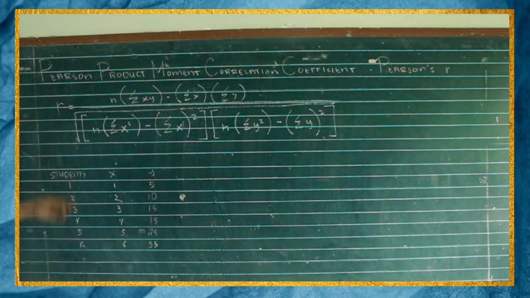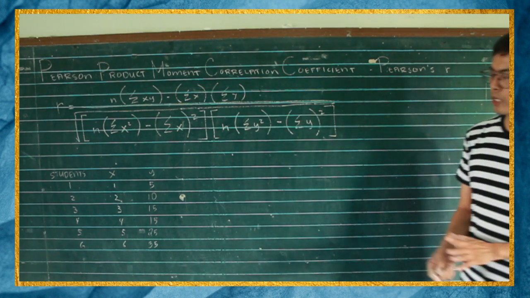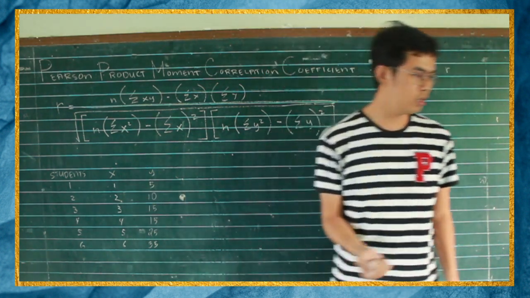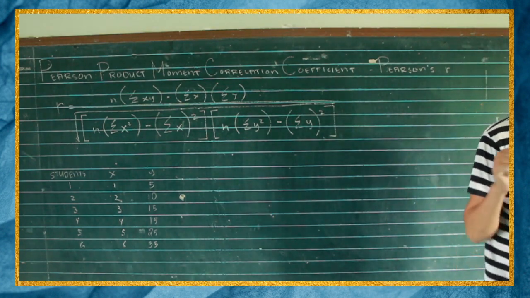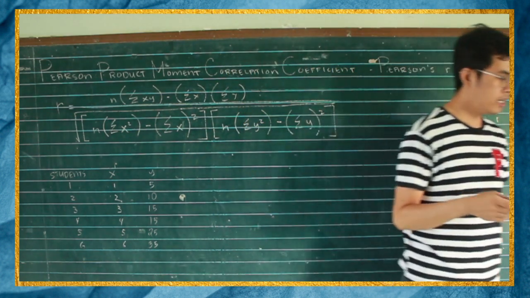So, namili ka ng 6 students na pinag-aralan. Yung isang student, isang oras nag-review. Yung pangalawang student, 2 hours nag-review. Yung pangatlo, 3 hours, pang-apat, 4, pang-lima, 5, 6, 6. Then, ito yung nakuha nilang score sa exam. So, student 1, 5, student 2, 10, 15, 15, 25, 35. So, i-check natin kung meron bang relation or gaano yung strength of correlation ng hours spent sa scores nila sa exam.